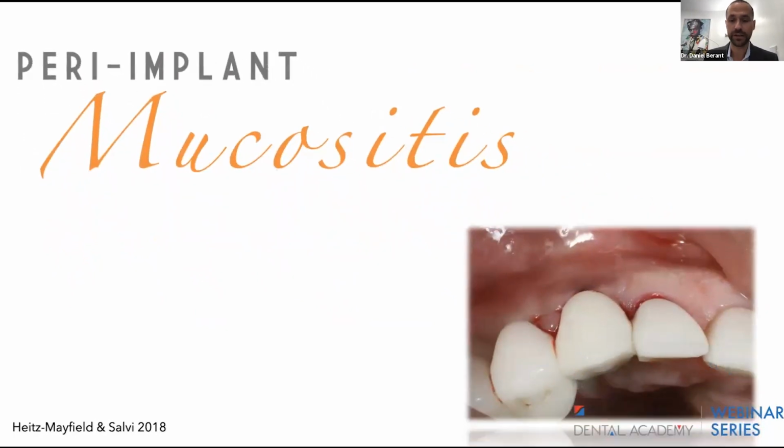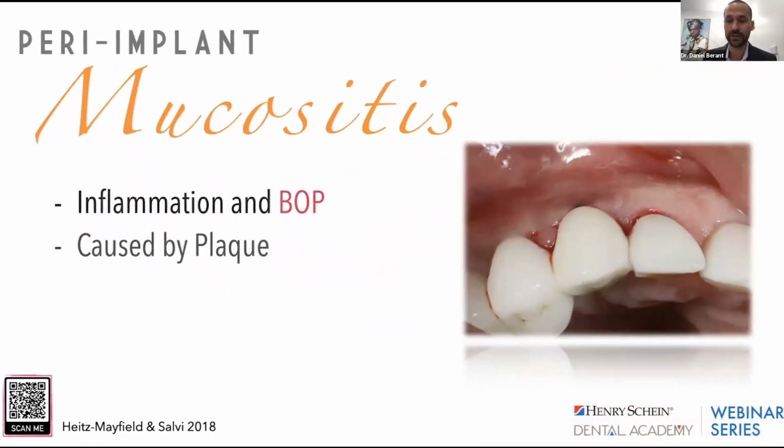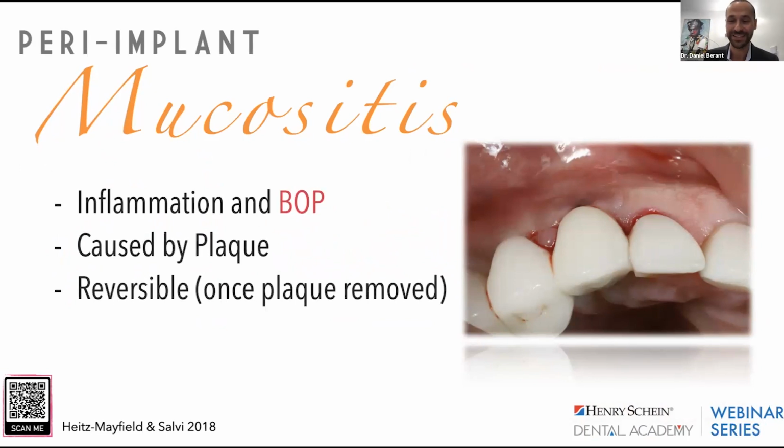Now, when we're looking at an implant that is suffering from peri-implant mucositis, what you see is inflammation and bleeding on probing. This is almost always caused by plaque. And the important thing to note is that once the plaque is removed, this condition becomes reversible. And if you want, there's the peri-implant mucositis position paper located at the bottom left-hand of your screen.